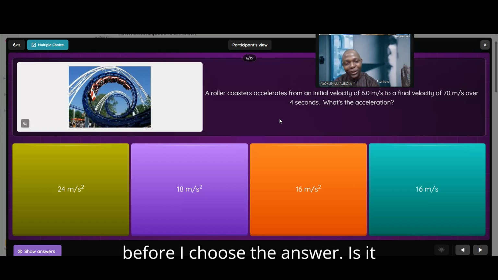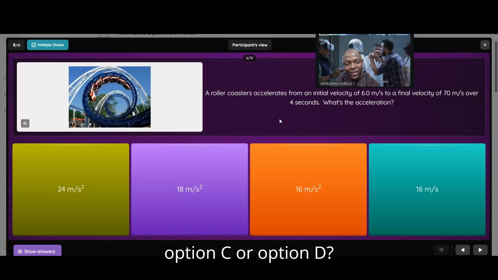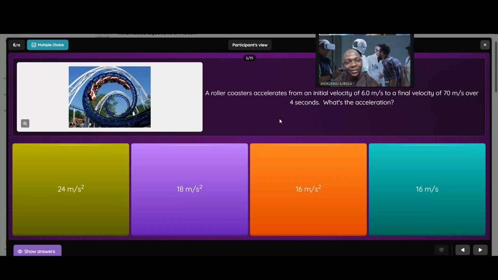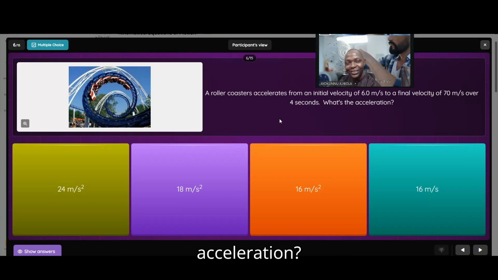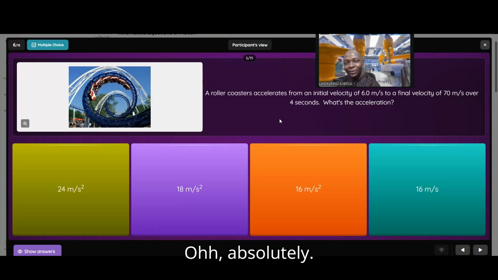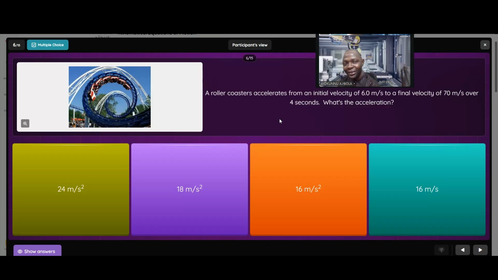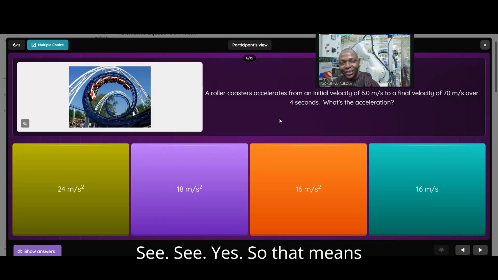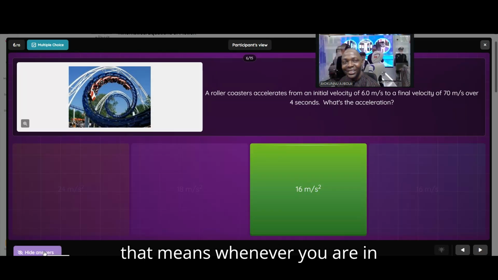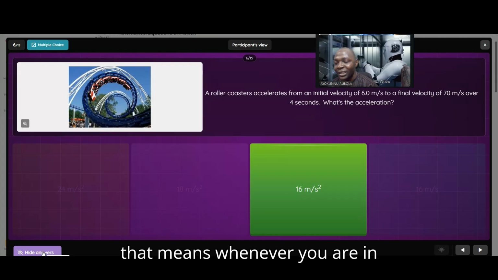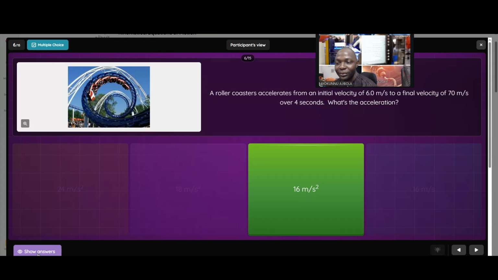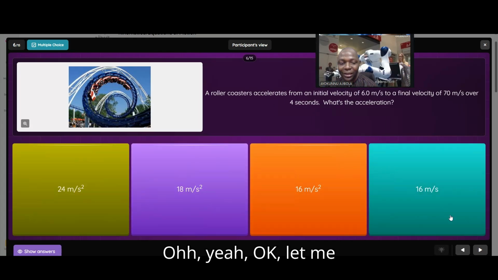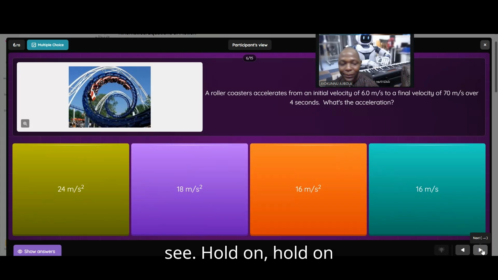Before I choose the answer, is it option C or option D? It is D. Are you sure? What are you looking for? Is it velocity or acceleration? Acceleration. It is C. So that means whenever you're in the exam hall, you should always calm down, okay?